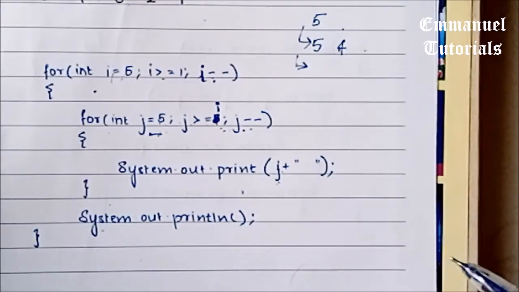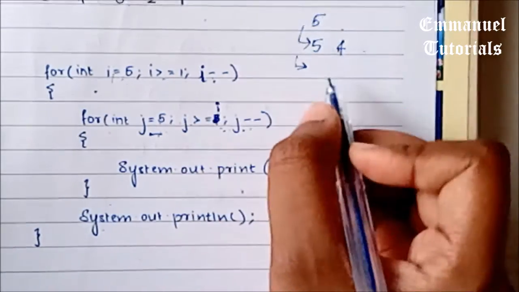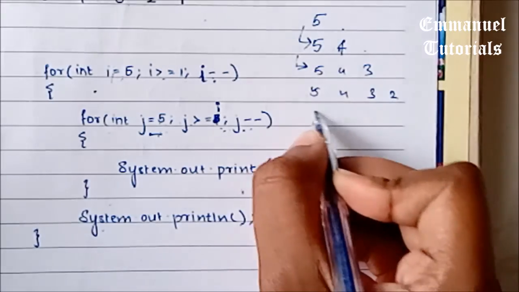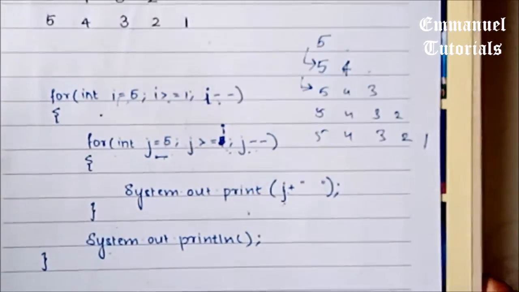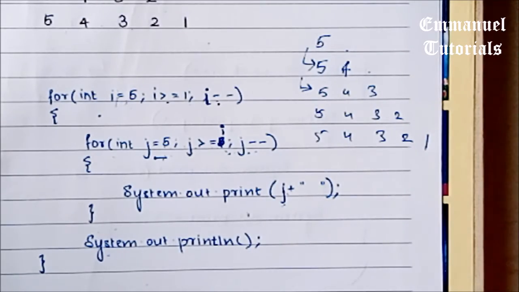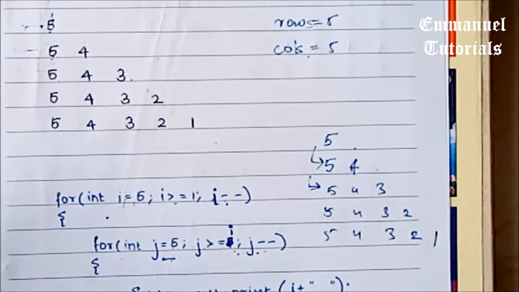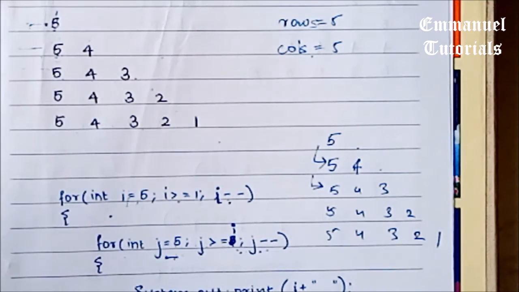And so this will continue until the value of I becomes 1. So it would print the pattern as 543, 5432 and 54321. So this is one way of writing the code for this pattern. There could be other methods as well. So hope you all have understood how to write a code to print this pattern in Java.